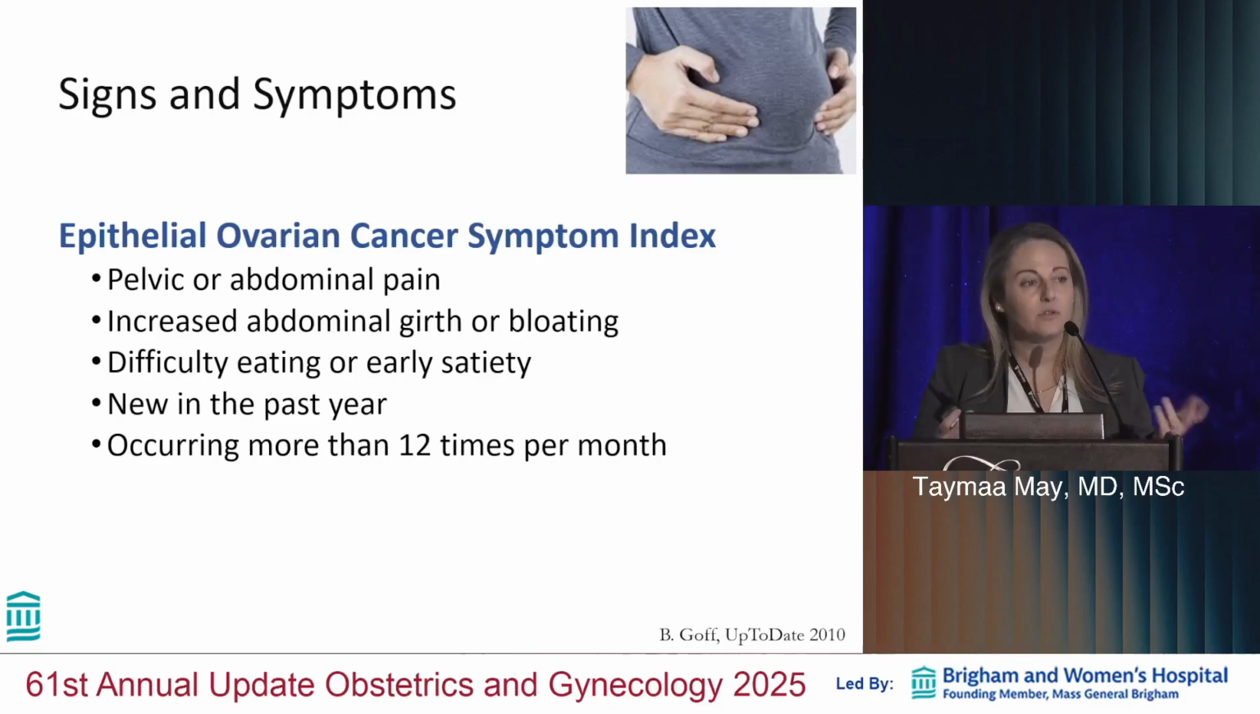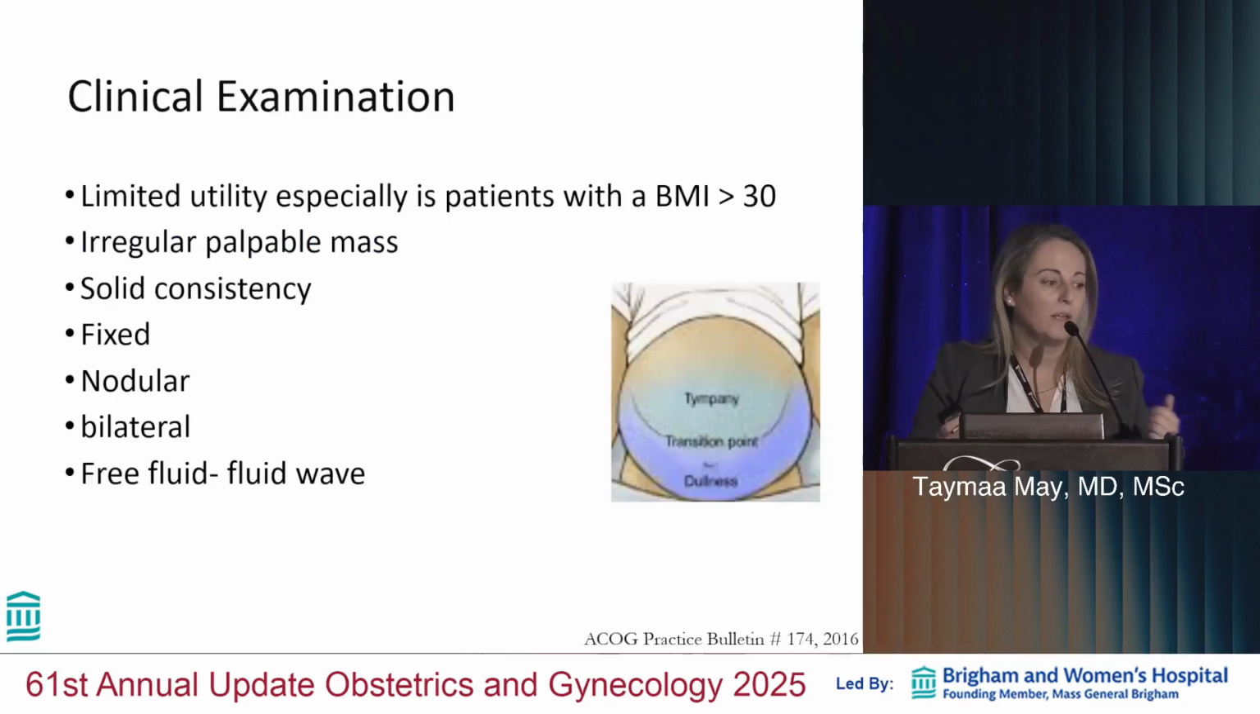and that they're new in the past year, so somebody with a chronic GI condition that has not changed is not as concerning, but somebody with a stable bowel function who suddenly has a significant change, that's a concern. And if they occur more than 12 times per month. Again, when patients look back, they can really recall those symptoms, but it's hard to put it together when they start. Clinical exam, when you see patients, is very important.